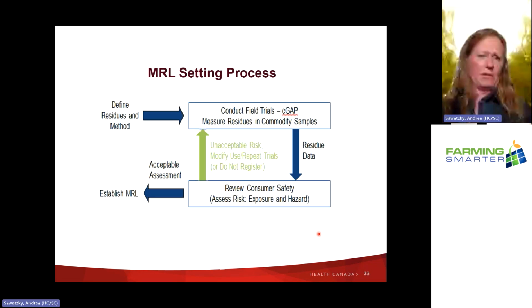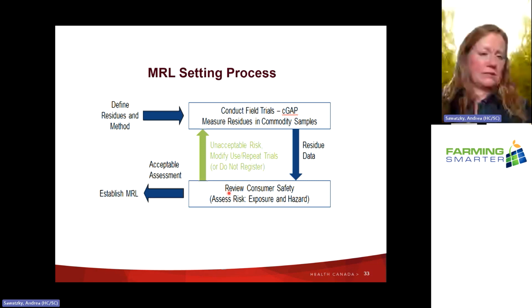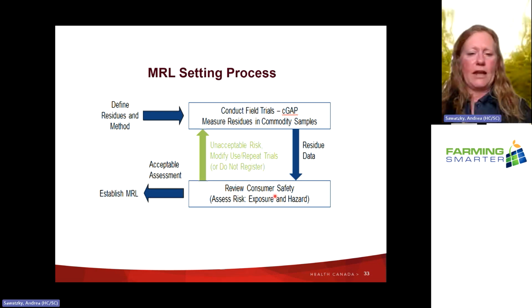So when they do the MRL setting, the scientists, when they do their field trials, they define residues and they define a method, and they conduct the field trial. So here's a field A, B, C, D, and if they do it for the year, the season, they collect all the residue data, right? They review the consumer safety, like the MRLs that would be on there, how safe it would be for people. And if they're finding something unacceptable, then it has to go up and they have to try it again.